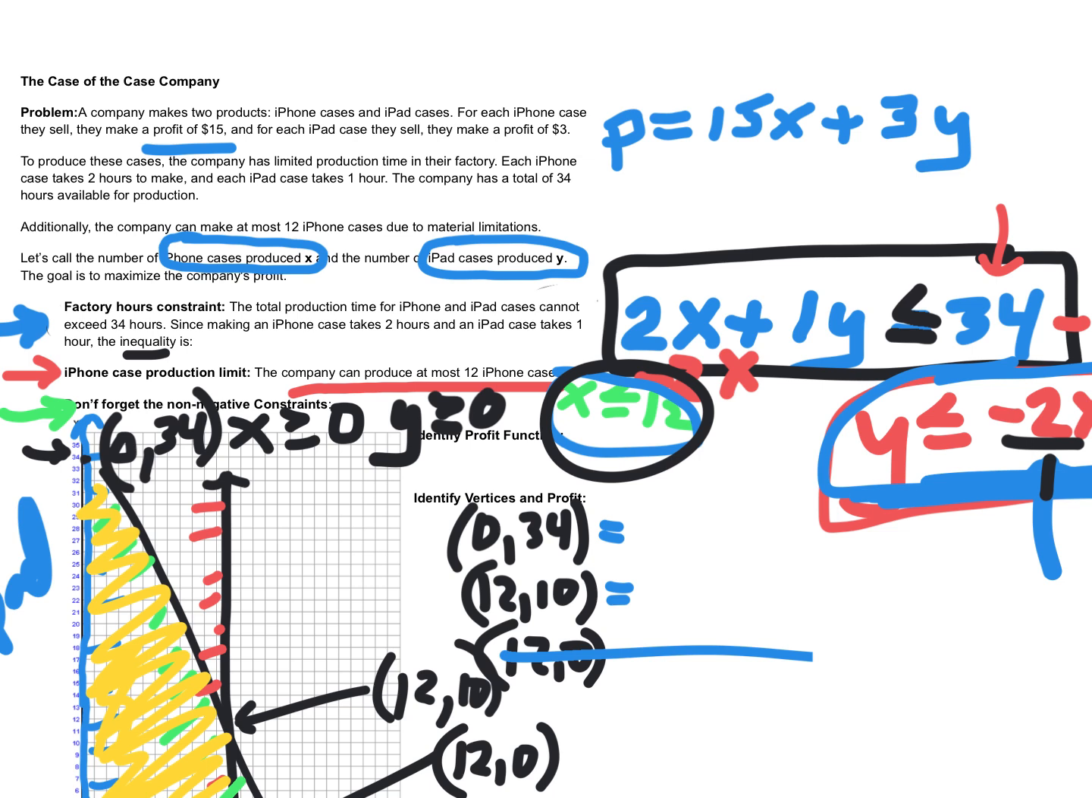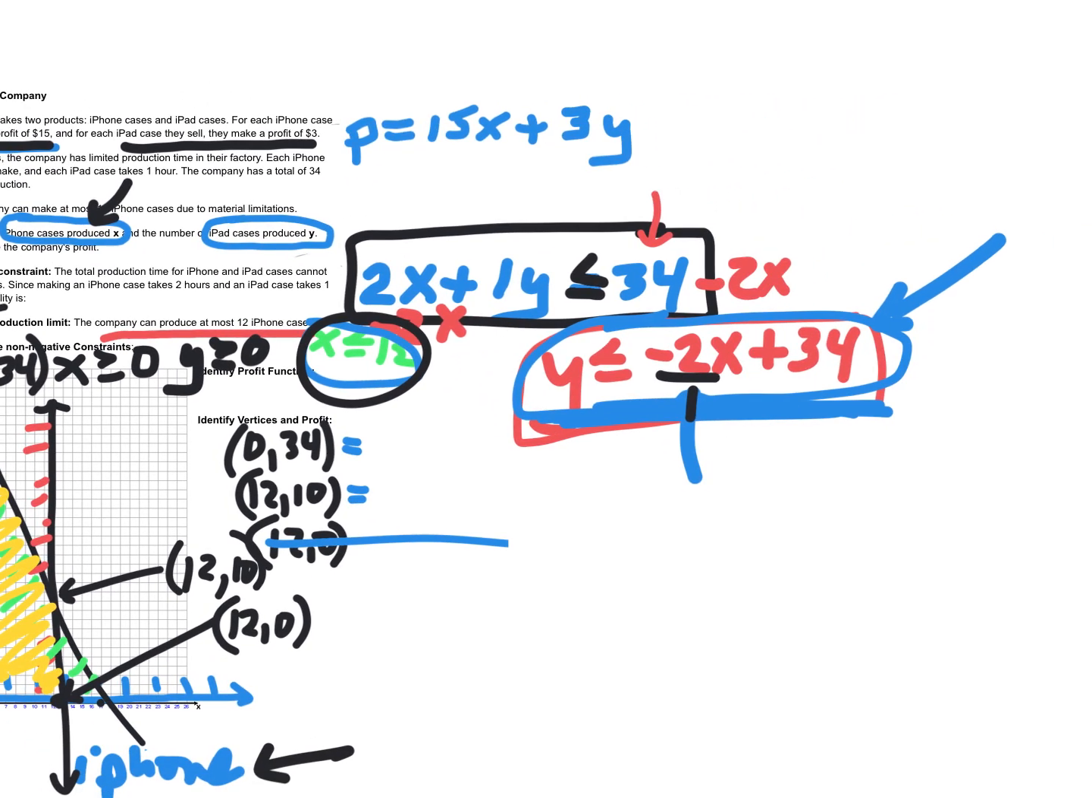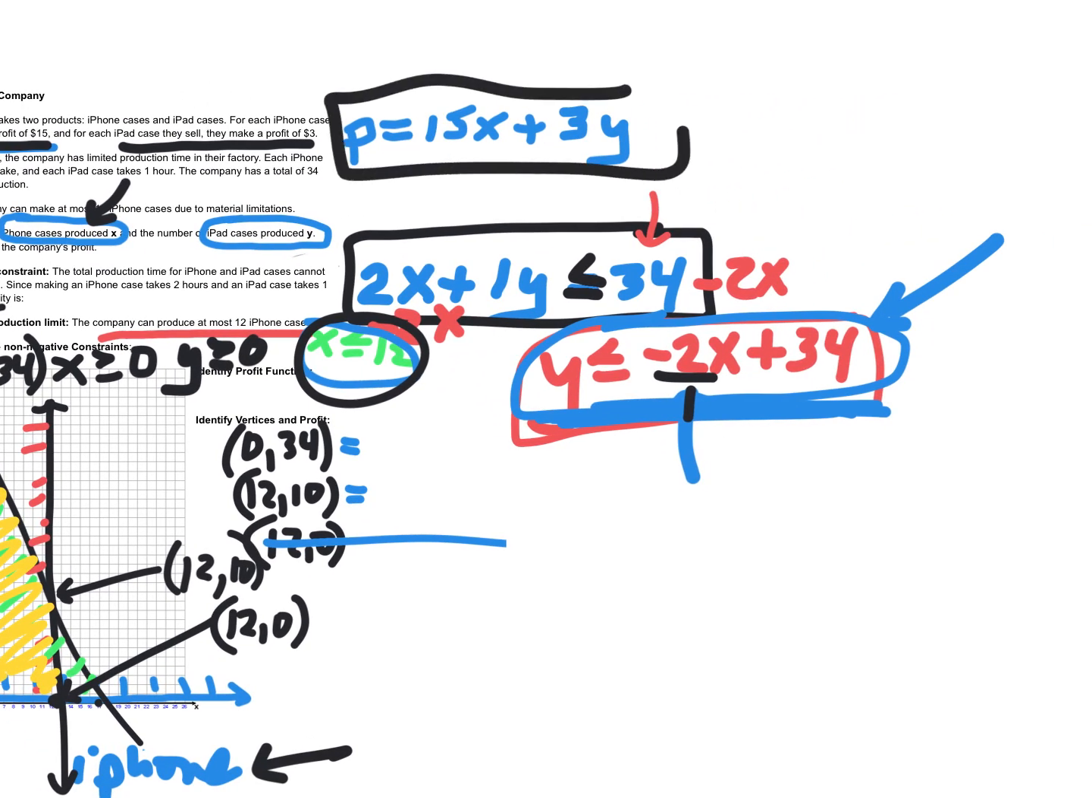Okay, I want you to read this with me. For each iPhone case they sell, they make a profit of 15. iPhones was 15. iPhones is X, so I actually think I did it right. I totally get it, I make mistakes. I want you to correct me, but I think I'm right this time. And then the iPads are 3. So then you're going to use this and figure out how much profit you make here and here. And one of those two is the final answer.